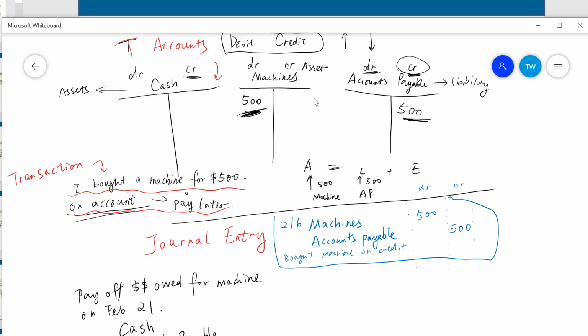Now you analyze. Well, for cash, do I have an increase or a decrease? Well, cash, I should have a decrease because I paid $500. How about your accounts payable? Do you owe more or do you owe less? Well, I owe less because I paid off my debt. So it's also a decrease.